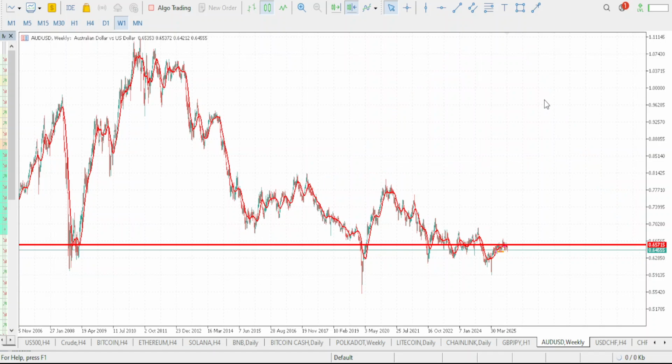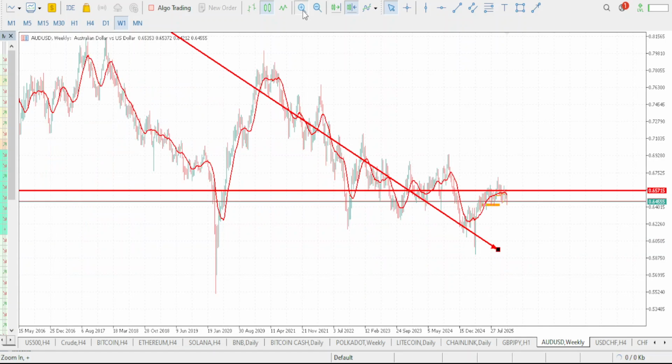But when you take a look at what AUDUSD is doing here, you clearly can see that it is a trending market. It is trending downward. We are having a series of lower lows and lower highs, lower low and a lower high. You can clearly see it. This is a series of lower lows and lower highs.